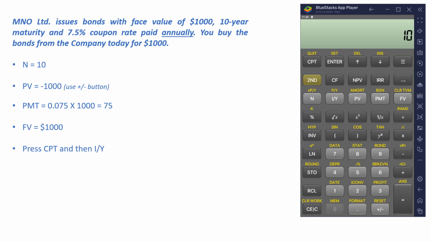So I'll press 10, then I'll press N. I'll press 1000. Always remember to put the plus minus sign. This is your present value. Then I press 75. This is my PMT. I'll press 1000. This is my future value. And then CPT I/Y. So over here, your YTM, or interest or yield, is coming as 7.5%.